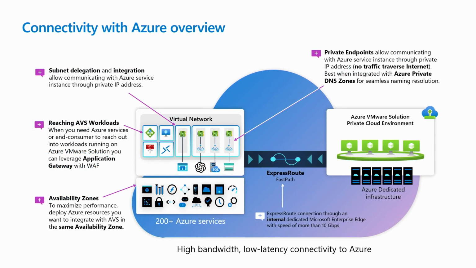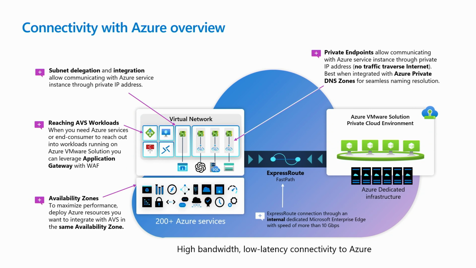So here's a good graphic on connecting with AVS, because it's like how you would connect from on-prem into Azure. This is how AVS connects into Azure. We have that ExpressRoute with FastPath. It's a secure connection up to 10 gigabytes. If you enable FastPath, I've heard it can go even faster. And then we have those availability zones to maximize your performance, make sure you're in the same one, or maximize your resiliency by being in 2 different ones.